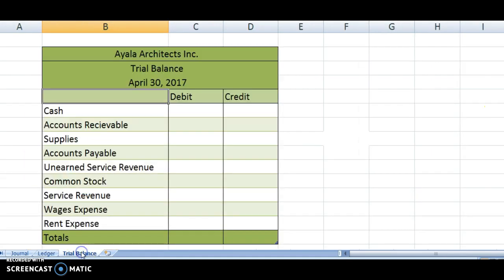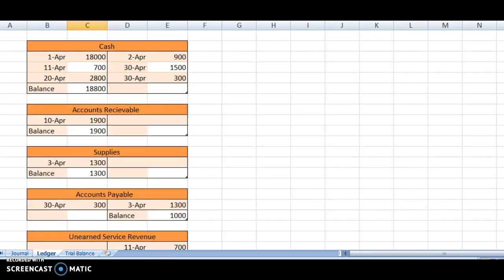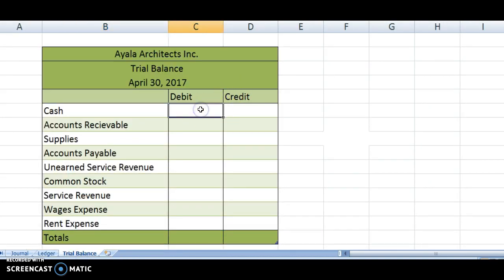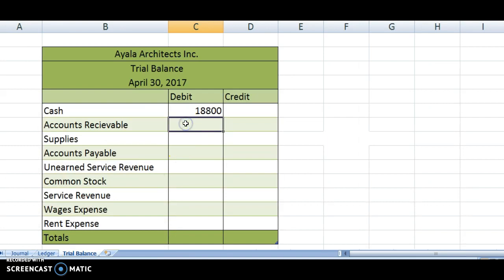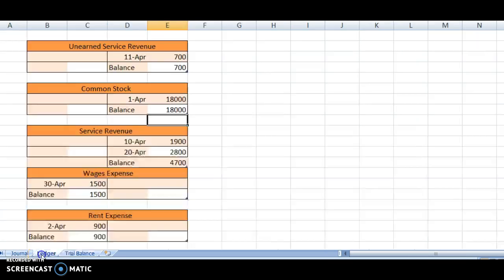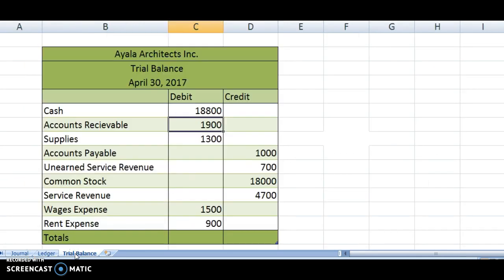The last thing we do is trial balance. This is basically just to make sure that our debit and our credit sides equal, because that can catch some of the mistakes that we could make. So we go over from the ledger, cash, we put it over here. It is $18,800. And then we continue going through accounts receivable, 1,900, and so forth.